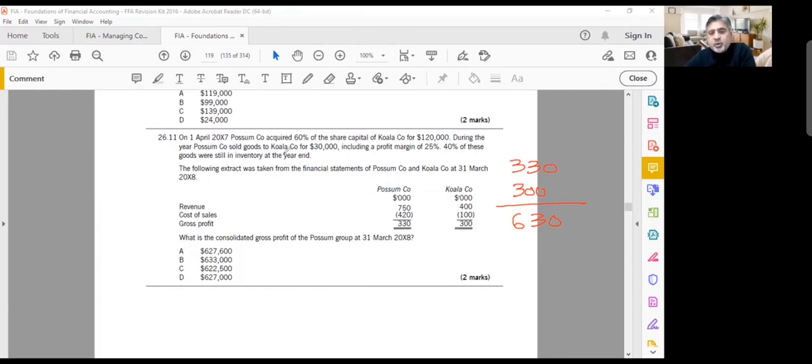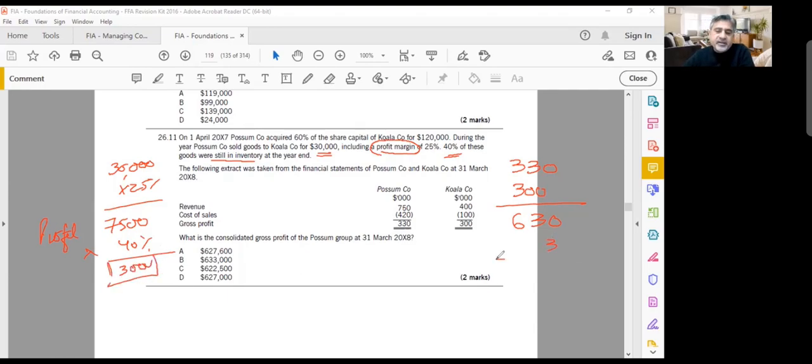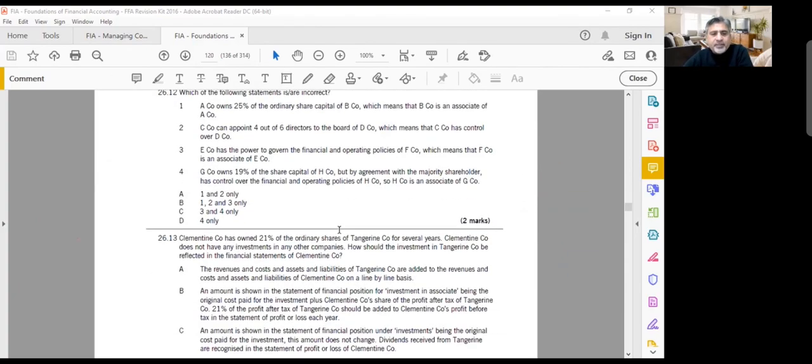Person company sold goods to Caller for 30,000, including a profit margin of 25%. So I will simply take 30,000 into 25%, and that makes me 7,500. This is the total profit on intra-group sales. 40% of these goods were still in inventory, so I take 40% of that, and this makes me 3,000. So 3,000 we have to subtract. Subtract 3, the answer should be 627,000. This is unrealized profit, PUP, 3,000. So 627 should be the answer. Quite simple question. We move into one more.